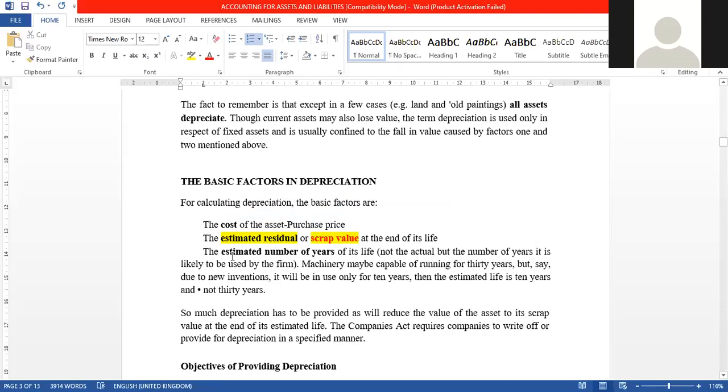And therefore, we also have the estimated number of years of its life. Every asset has its own life, just the way you as a person have a number of years that you will live. When you talk about the estimated years of life, we are talking about the estimated number of years that the asset is going to be in use and the time within which it will be generating income for us. For example, there are some machines that can run for 50 years. Others can only run for 10 years. Others can only run for 2 years.